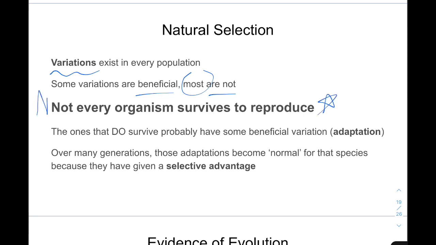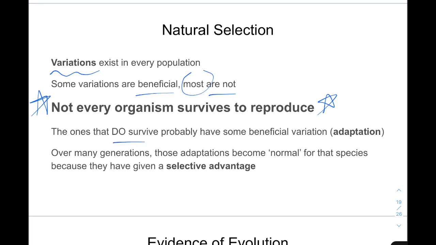This is a really key idea. Not every organism survives to reproduce. That's true for any population. Whether it's humans, whether it's bacteria, it doesn't matter. The number that are born is not the same as the number that survive until the reproductive age and successfully have offspring. This is true for everything. So this is our filtering mechanism. If you didn't survive that long, then you don't get a chance to reproduce. And only the ones with a chance to reproduce do reproduce.